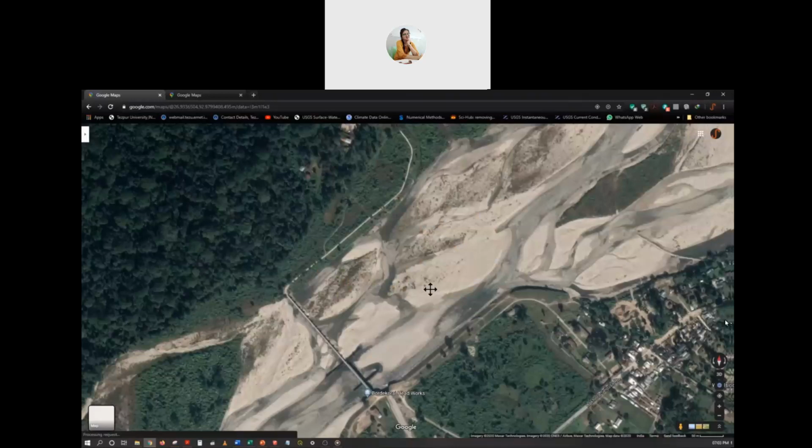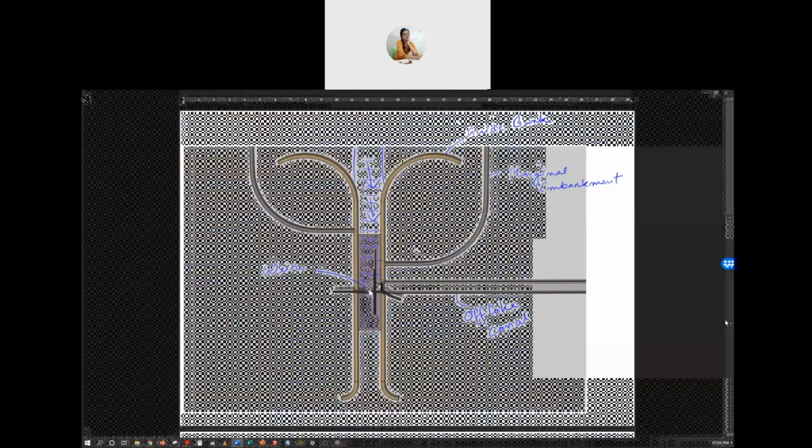So this here is the river, and this is the guide bank or the embankment that is provided to protect the bank. And this is the weir, this is the divide wall, this is the canal headwork, and this is the canal to which water is supplied.